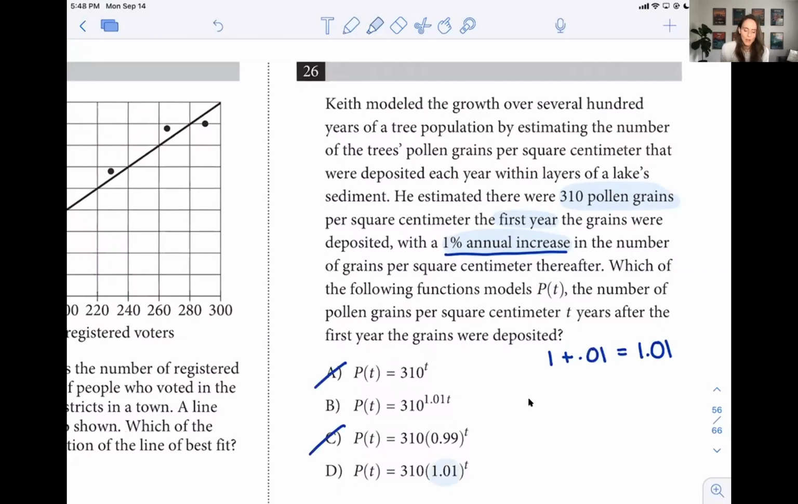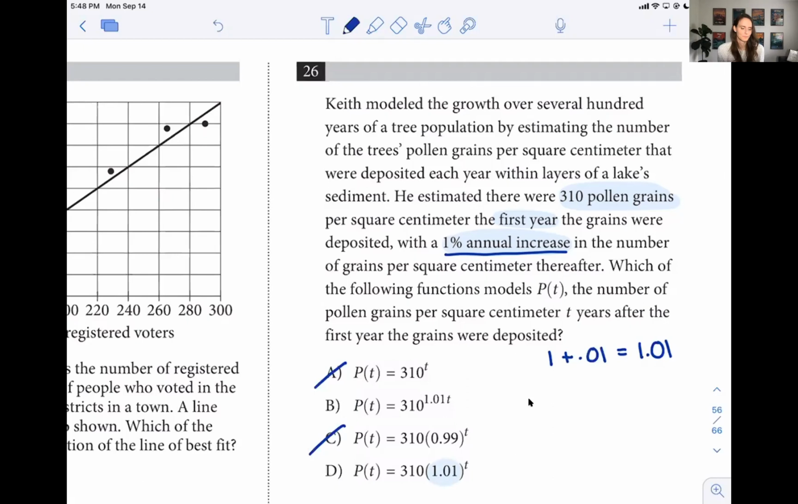If you're in doubt and you're just not sure, try picking a number for the first year. Remember, whenever you see a variable or a constant in the answer choices, that's a clue that you could just pick a number. So after the first year, we should have 100% of the 310 pollen grains, plus 1% of it.